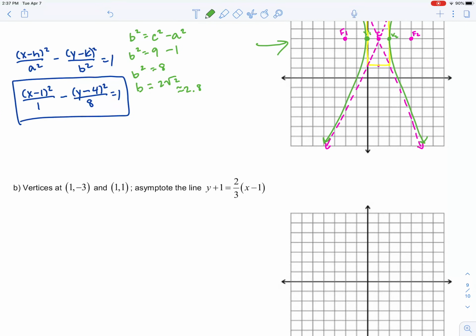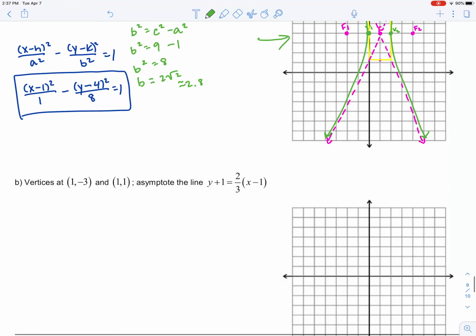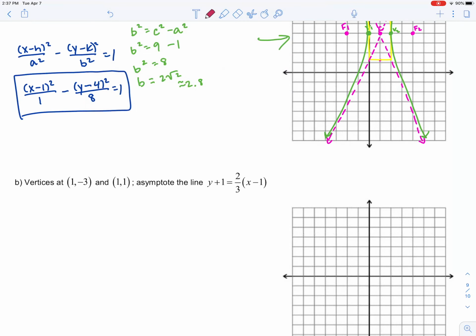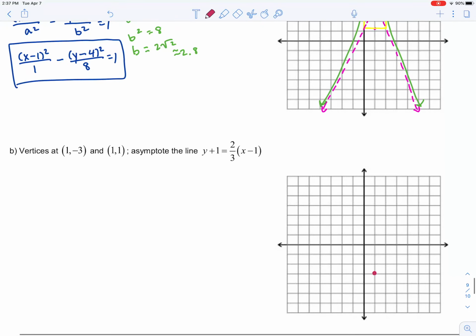Okay, so let's try another example. This one we've been given two vertices and we've been given the equation of one asymptote. Okay, so let's go ahead and plot the points we were given, the vertices. We've been given both, which will tell us the center. The center will lie directly in between those.